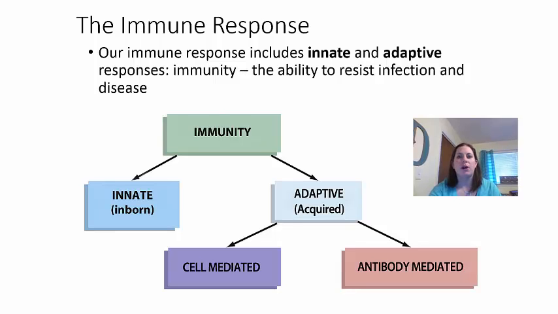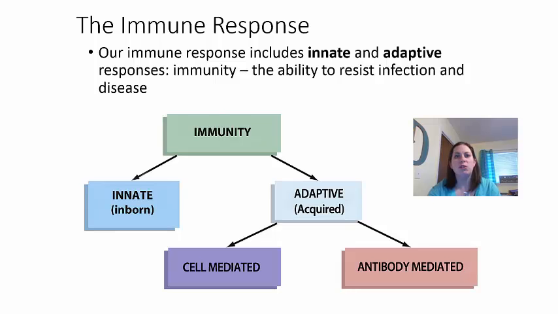Alright guys, now we're going to look at part 2 of chapter 22, where we're going to focus in on more of the immunity, not so much the lymphatic system, but on how the immune system actually works. So our immune response includes two kind of branches. We have the innate immune response and we have the adaptive immune response. Now guys, immunity is defined as the ability to resist infection or disease. It's your ability to resist getting sick for the most part.